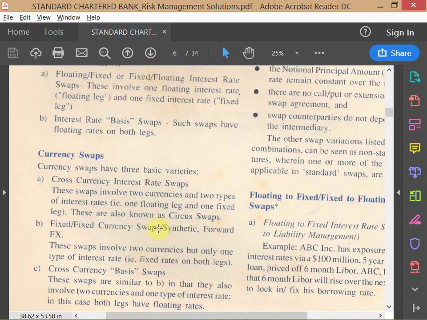They are also called synthetic forward FX because you will see that there is actually a connection to forward foreign exchange rates, which we will see later when we study forward foreign exchange. This is effectively the same kind of profile as a forward foreign exchange transaction, but there is a cash flow difference, when the cash flows occur. It's called synthetic forward FX because it has the same effect as a forward foreign exchange transaction.